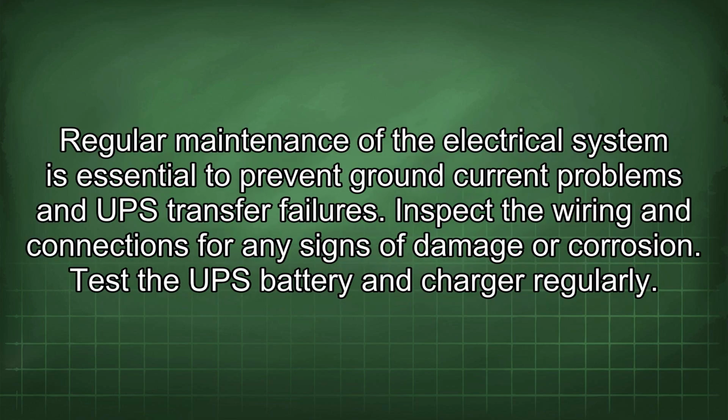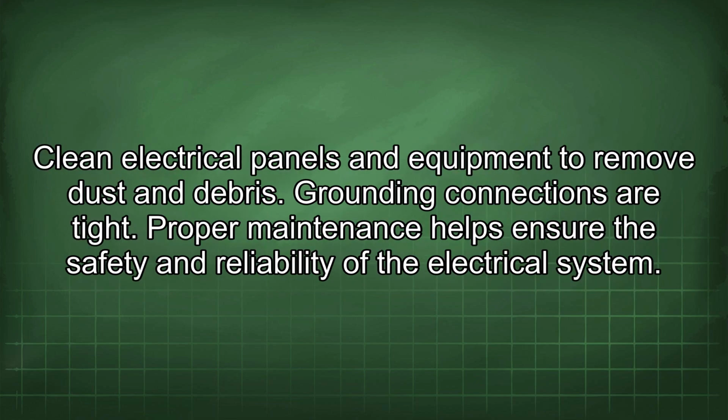Regular maintenance of the electrical system is essential to prevent ground current problems and UPS transfer failures. Inspect the wiring and connections for any signs of damage or corrosion. Test the UPS battery and charger regularly. Clean electrical panels and equipment to remove dust and debris. Keep grounding connections tight. Proper maintenance helps ensure the safety and reliability of the electrical system.